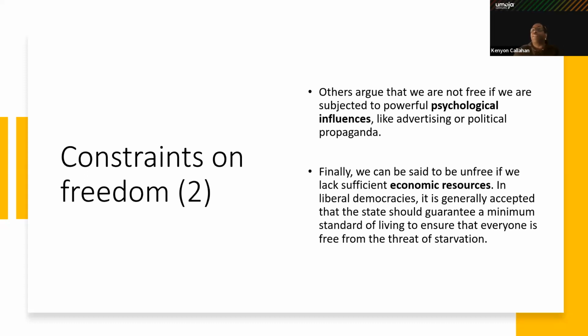Finally, when we talk about constraints, there's economic constraints, right? You cannot be truly free unless you have economic resources. In the book, it talks about liberal democracies. It is generally accepted that the state should guarantee a minimum standard of living to ensure that everyone is free from the threat of starvation. These are things when we talk about this idea of constraints, right? The state makes sure that most people, because we do have people in America, in the United States, that are starving and they don't have access to the necessities of life, like eating and even a roof over their head.